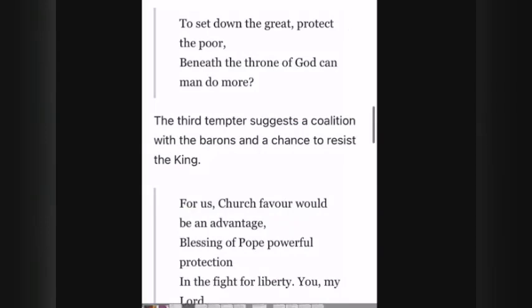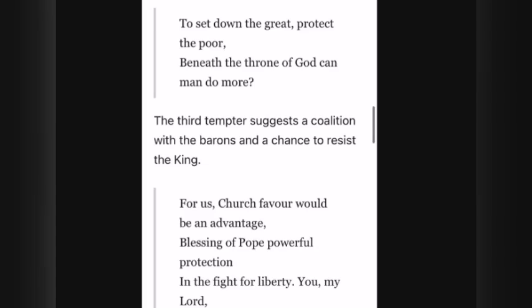Now the second one comes and he offers power, riches and fame in the service of the new king. So they're like, okay, since you do not want to run, why don't you just subject yourself to the next king that is coming? So he said, to set down the great, protect the poor beneath the throne of God, can man do more? Just like when the devil came to Jesus, we know all those stories, he said, bow down, and the man refused.